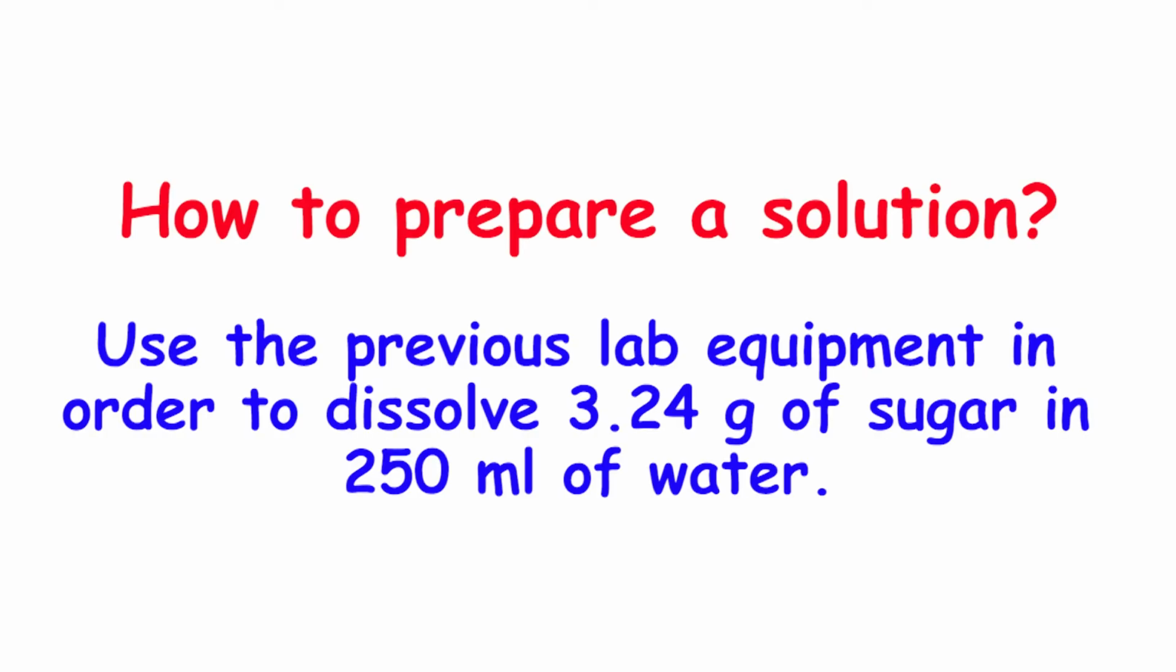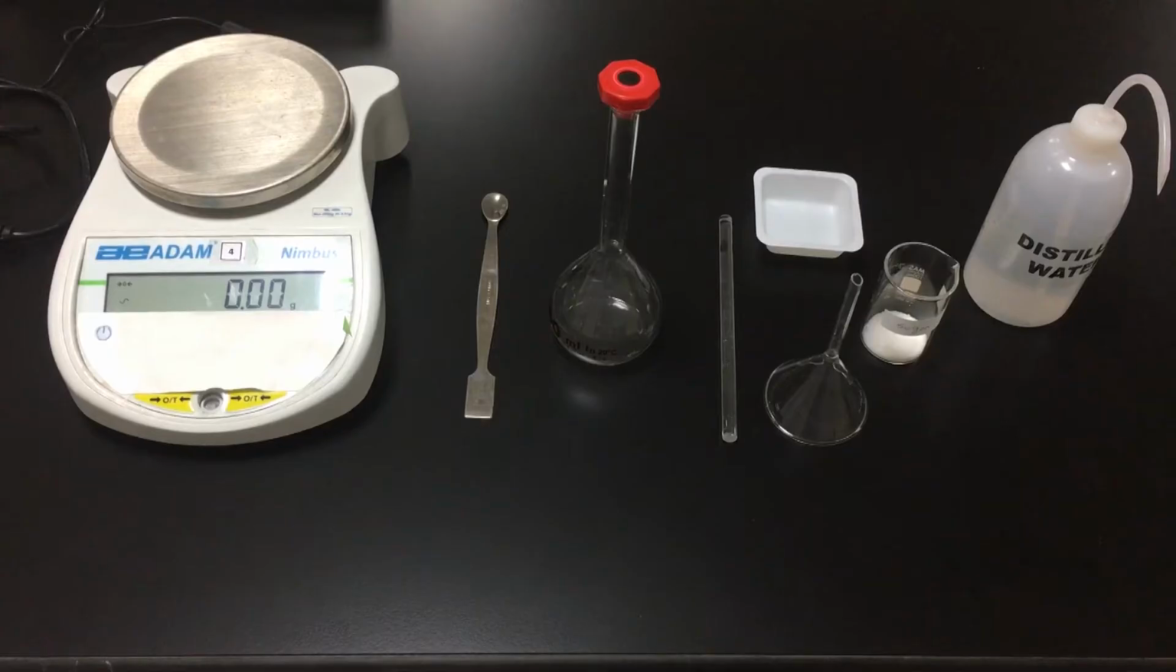How to prepare a solution by dissolving 3.24 grams of sugar in an exact volume of 250 milliliters of water. Let's set our materials. We need a digital balance, a spatula, a volumetric flask, a stirring rod, a weighing bottle, a filter funnel, a beaker, and a plastic wash bottle.